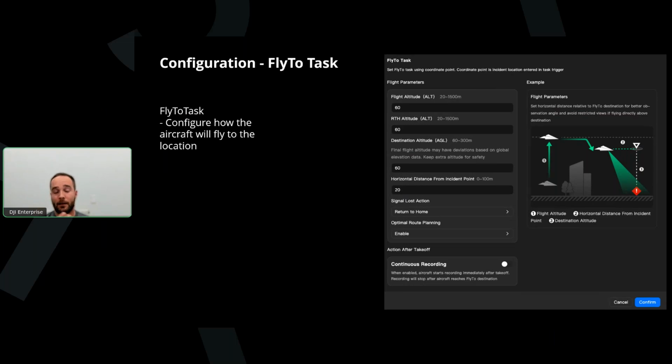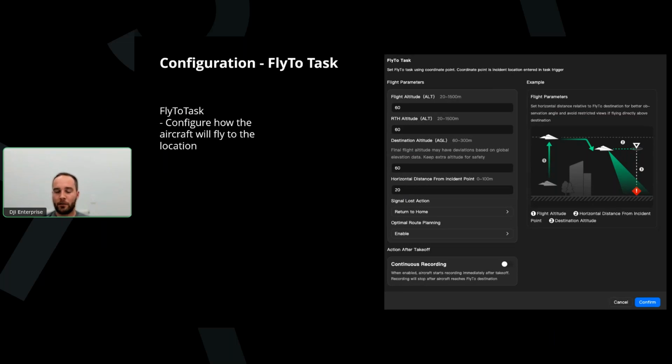And then how far away do you want the drone offset from the location when it arrives, right? Because oftentimes maybe we want to set up an orbit or something, or it's better to be backed off a bit to view it rather than directly above. So we do have the option to set up a bit of a horizontal distance from the incident point there. Optimal route planning would be enabled if you want the drone to choose the optimal route around obstructions or elevation data that you have as part of your project.